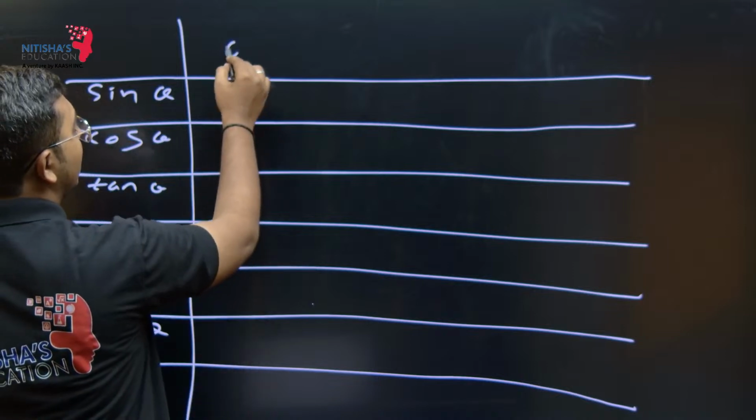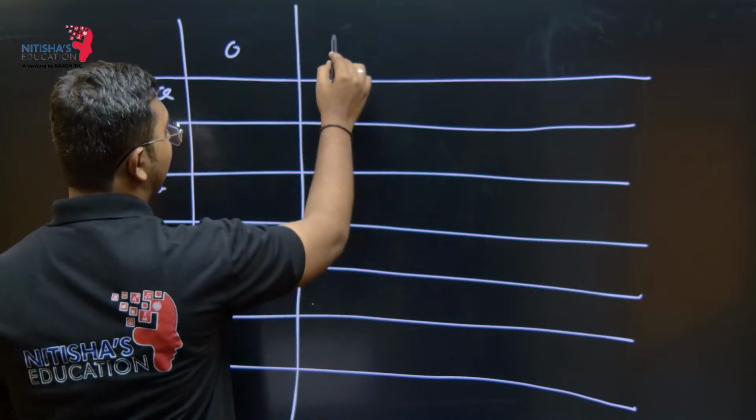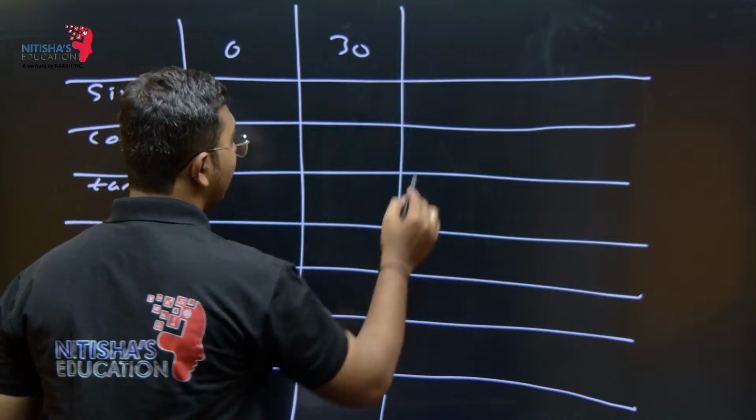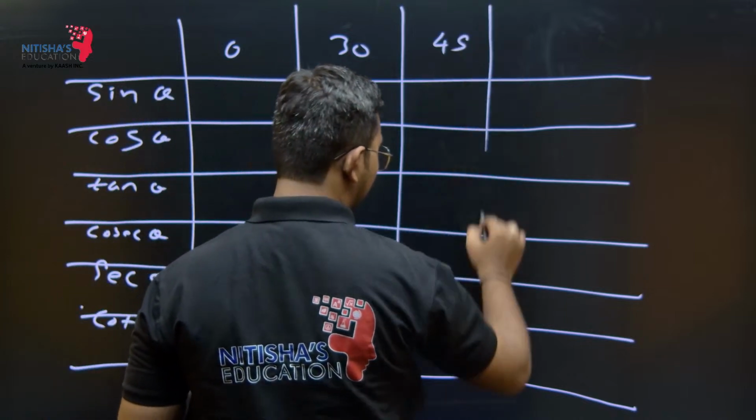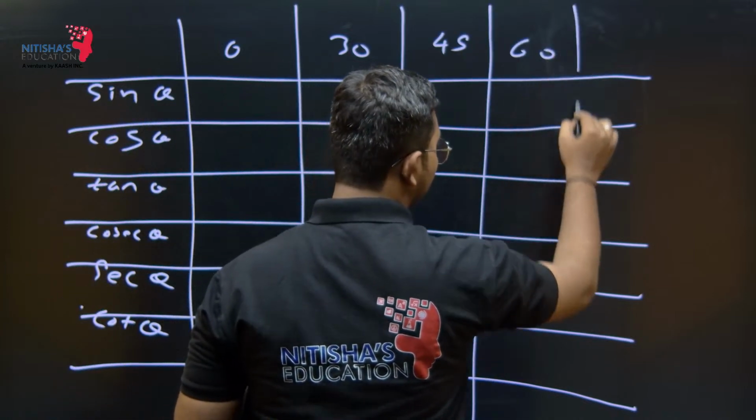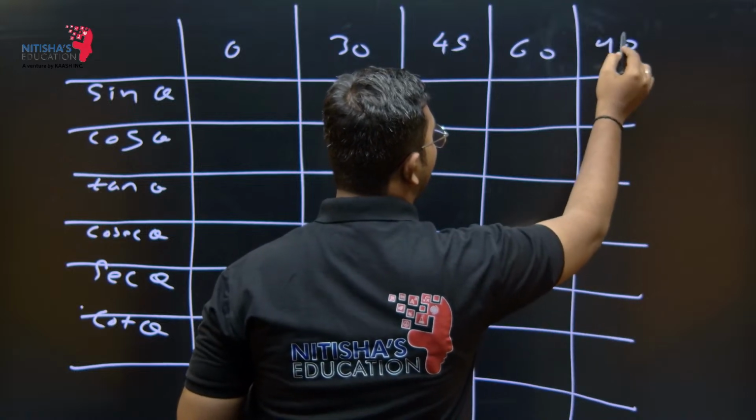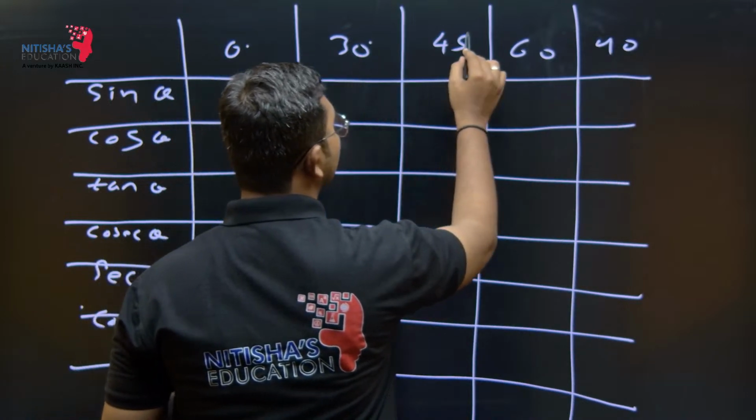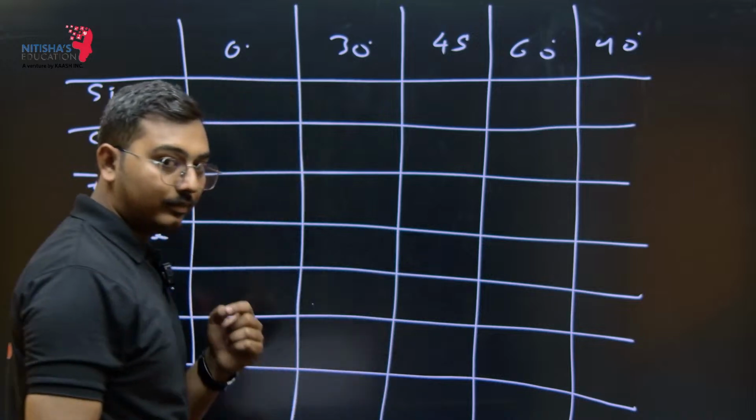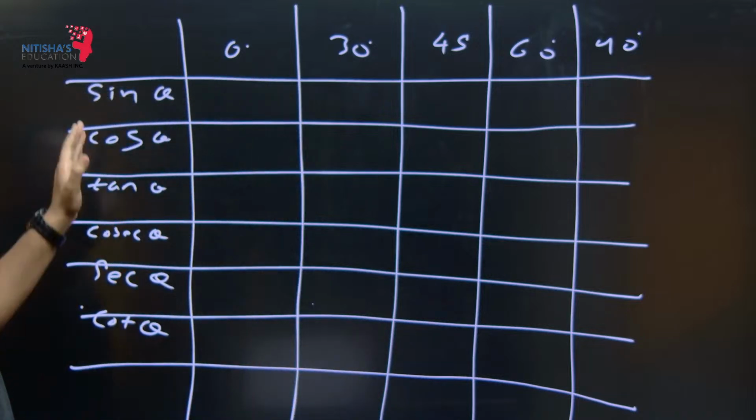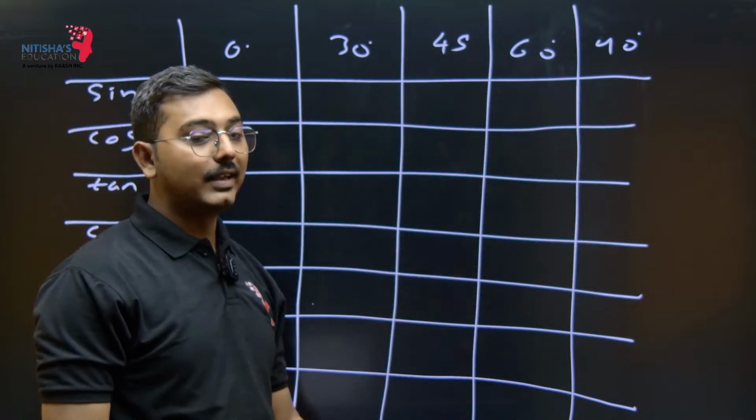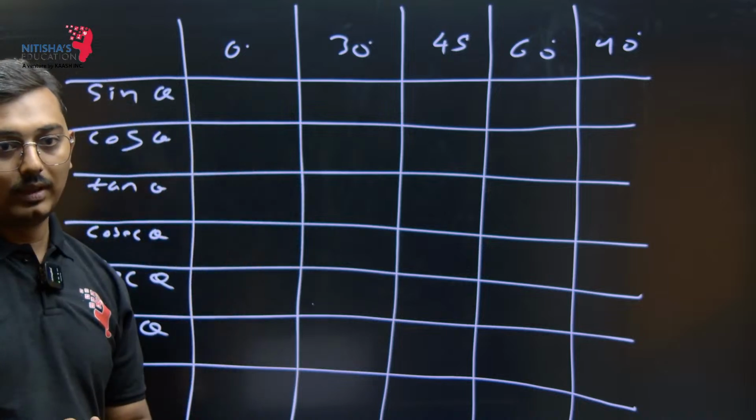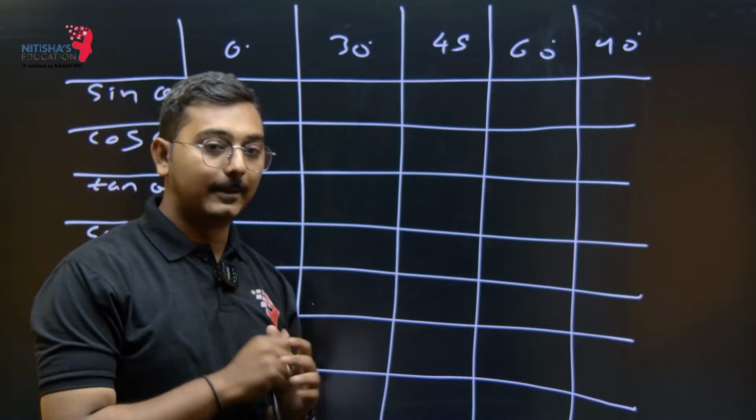Now 0, 30, 45, 60 and 90. These are the angles. You just need to find sin. After finding sin, all this will be found by you. It is very much simple, as simple as that.